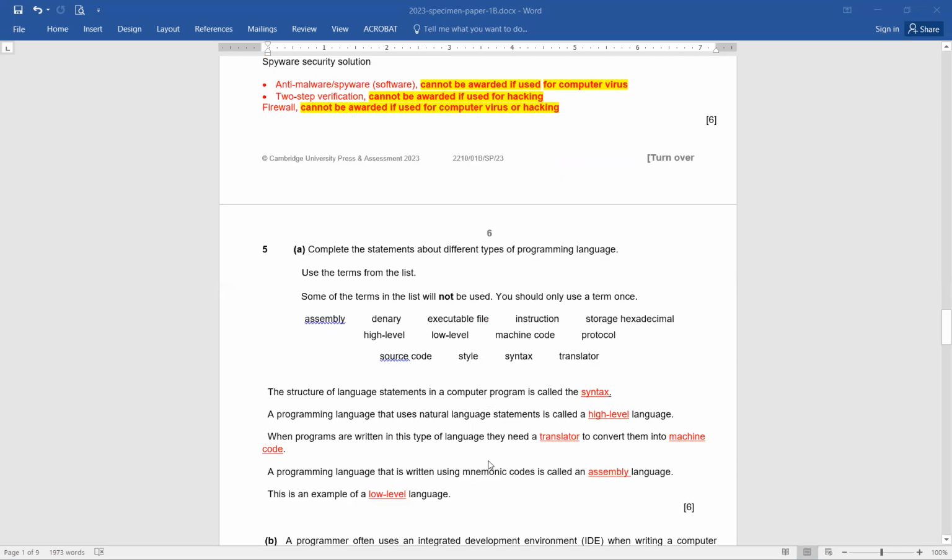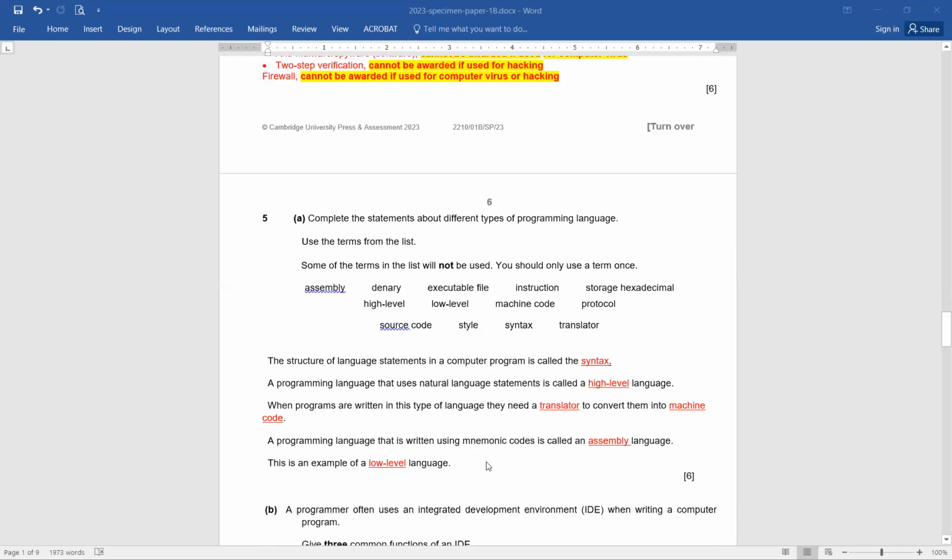Question number 5, a very simple one. Complete the statements about different types of programming language. Use the terms from the list. Some of the terms in the list will not be used. You should only use a term once, and that is again certain instructions that are given to you. The structure of language statements in a computer program is called the syntax. Simple, that we all know.